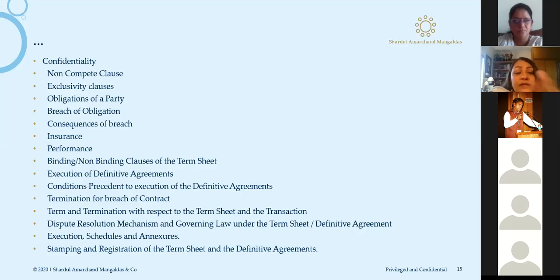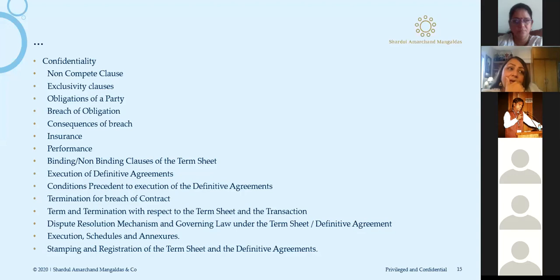Then you have consequences of breach. Now, in consequences of breach, there are various provisions of law, and this is a whole study unto itself. But it's a good study. So liquidated damages. These are the provisions that one should look at and read.